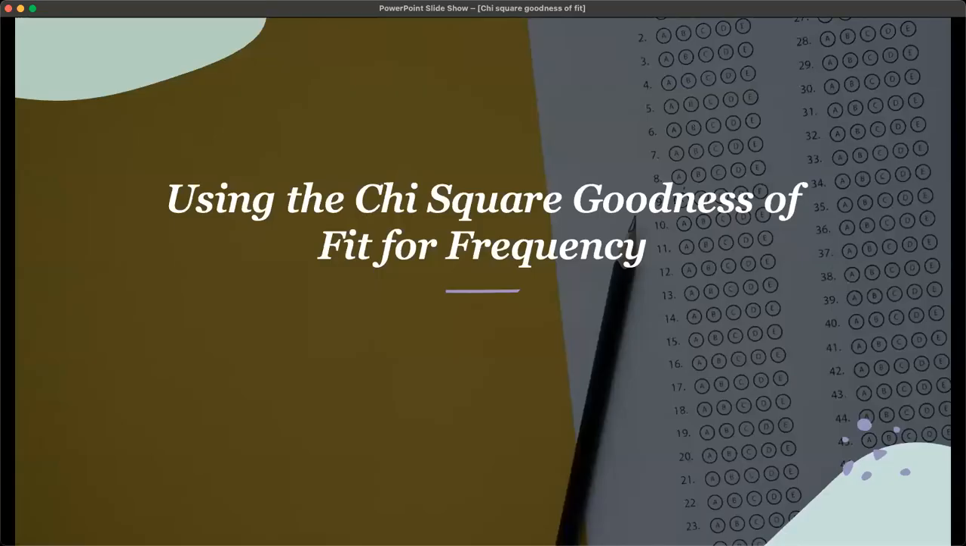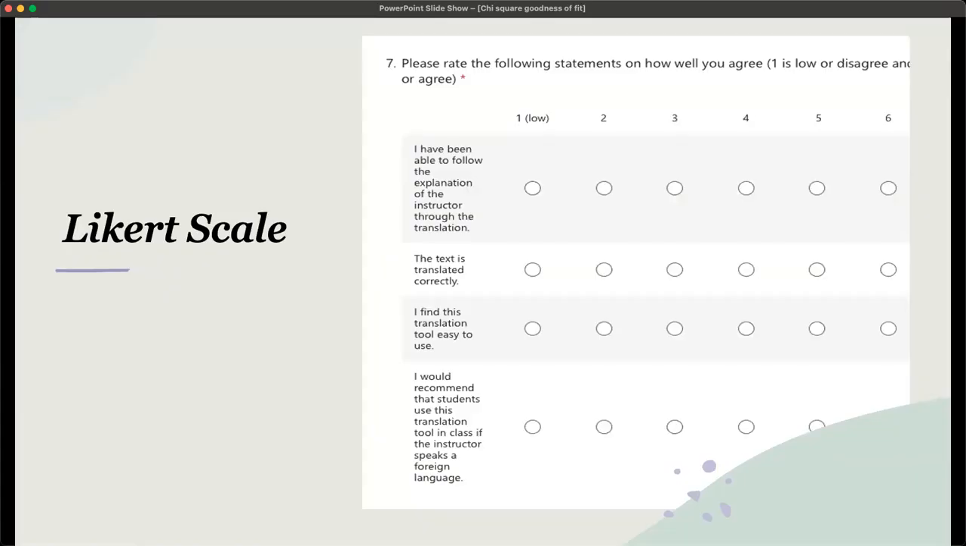So in this video, we're looking at the chi-square goodness of fit. And this is an example of a Likert scale where we're rating the following statements on how well you agree, with 1 being low and 7 being high.